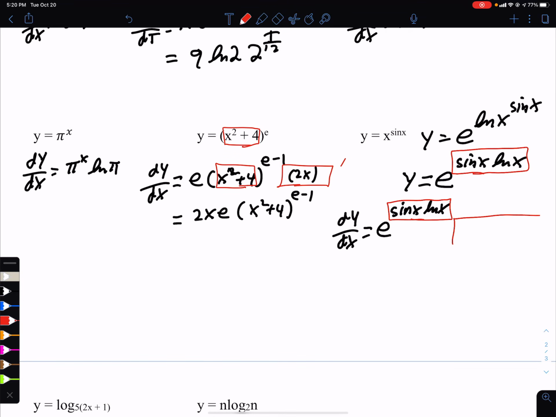So we need the derivative of the box here. Well, this gets crazy. It's a product. We have two things being multiplied. So we leave the first alone and take the derivative of the second, plus we take the derivative of the first and we leave the second alone.